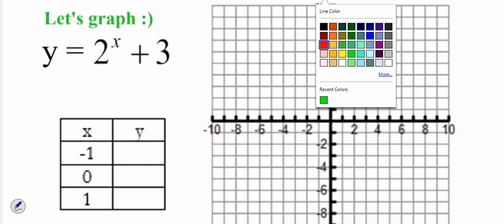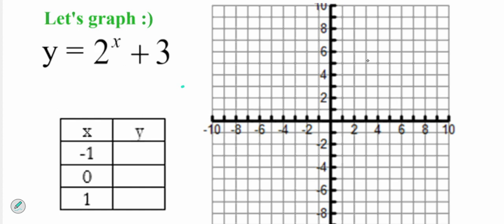Okay, I said pause. If you didn't pause, then you're back. Come on. Don't be so lazy. You've got to be able to do this on the test, so you want to be able to do it now. All right, so when I paused, I did it on my calculator, and I got 3.5, I got a 4, and I got a 5.